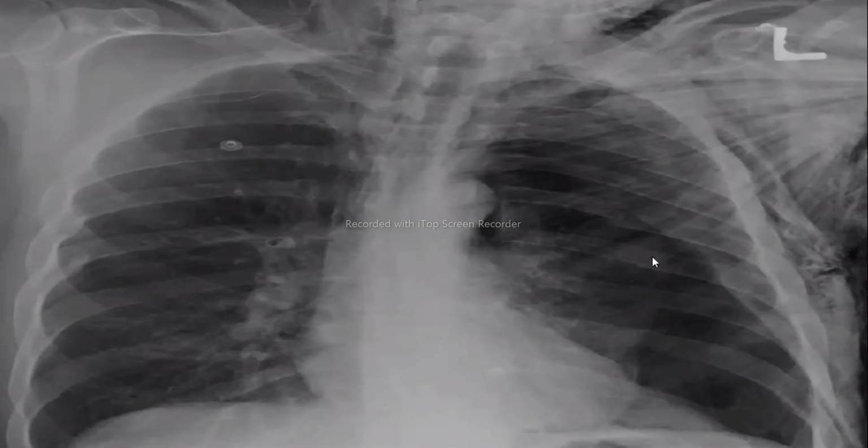So it's a flail chest. And here also the mediastinum is slightly deviated. And here is the border of the lung. So it's a tension pneumothorax, it's a subcutaneous emphysema, it's also a flail chest. So what is the treatment?